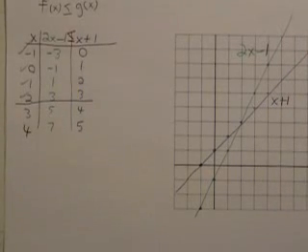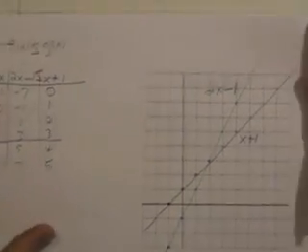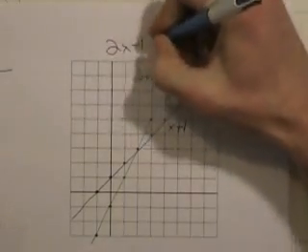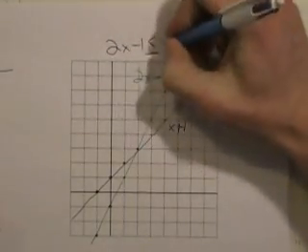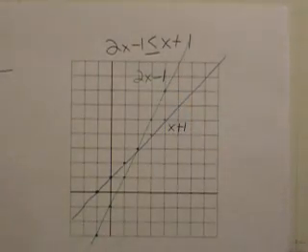Now, the question is, from looking at this, can you tell what the answers were? Notice that the original problem was asking, where is 2x minus 1 less than or equal to x plus 1? So it's asking, where is the green line less than the blue line?